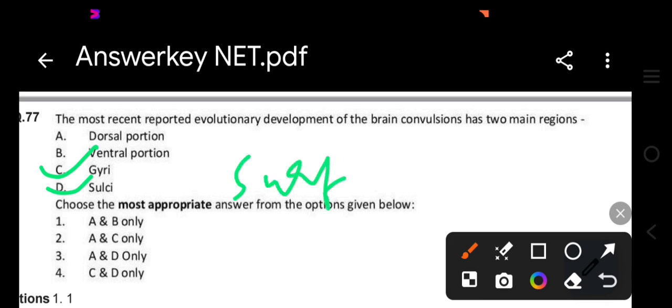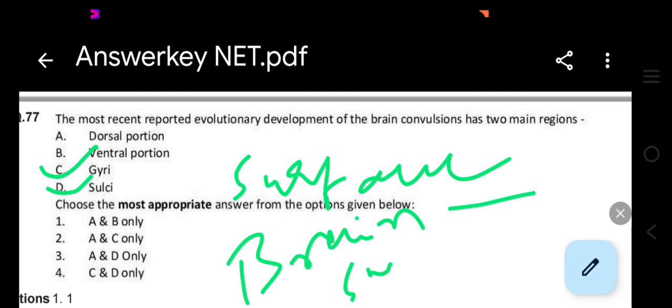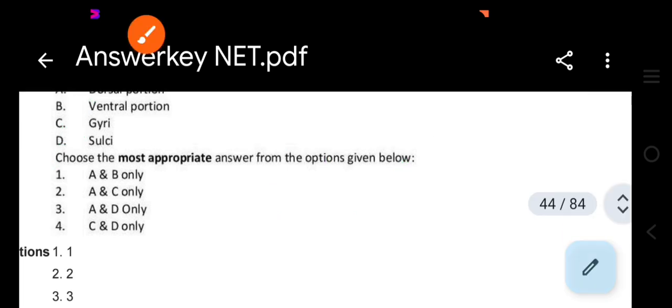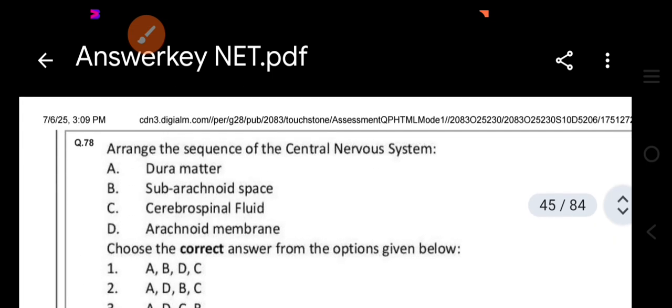Nowadays, research has shown that there is so much evolutionary development of the surface of the brain, the development of brain surface areas. This is very important. So we are moving into the next one, the next question we will discuss.